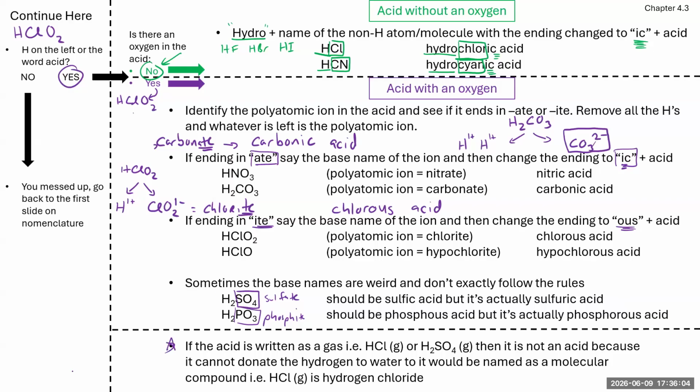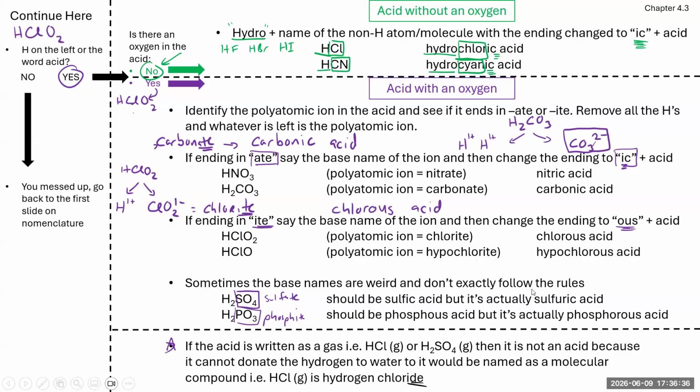We talked about this already. If the acid is written as a gas, like with the G at the end, then it's not an acid, because we cannot donate the hydrogen to water because there is no water. And it would just be named as a molecular compound. So this would be a molecular compound or covalent compound. You just name it hydrogen and chlor followed by the IDE. We won't have a ton of this, but this comes up in other classes. I wanted to just introduce you to the topic.